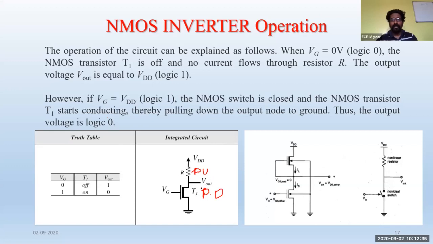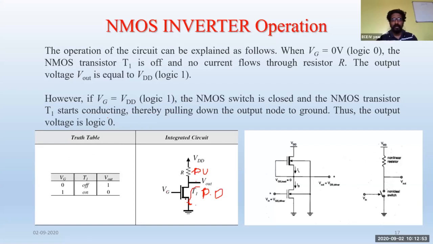Whenever it is pulled down to the ground, due to the potential difference between this Vout and the ground terminal, ultimately at one particular point of time there will be no output. That is equal to logic 0. So this is the simple working condition of your NMOS inverter.